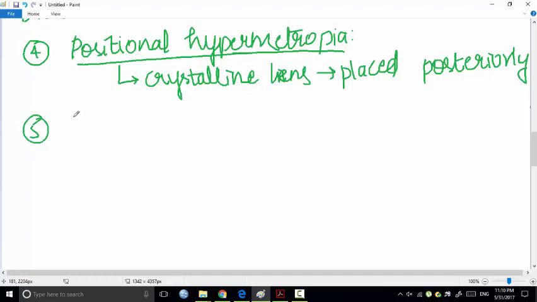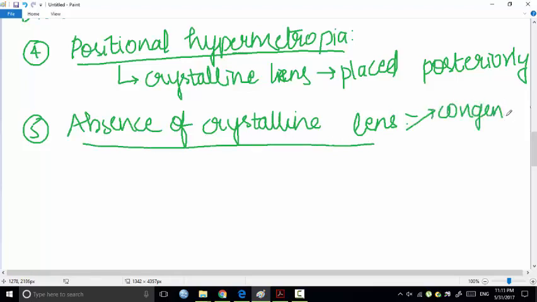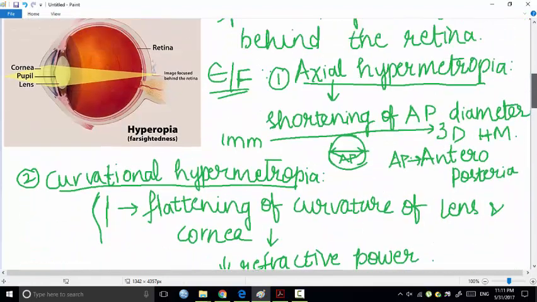The final one is absence of crystalline lens. This absence of crystalline lens may be congenital or acquired, right? So this absence of crystalline lens also leads to hypermetropia. All these are the etiological factors leading to hypermetropia.